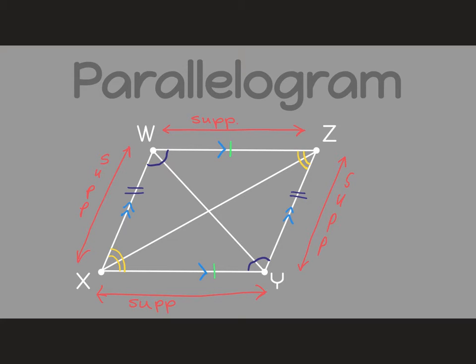The diagonals are perpendicular, so they form 90-degree angles. They also bisect each other. So this is congruent to this, and this part of the diagonal is congruent to this part of the diagonal.